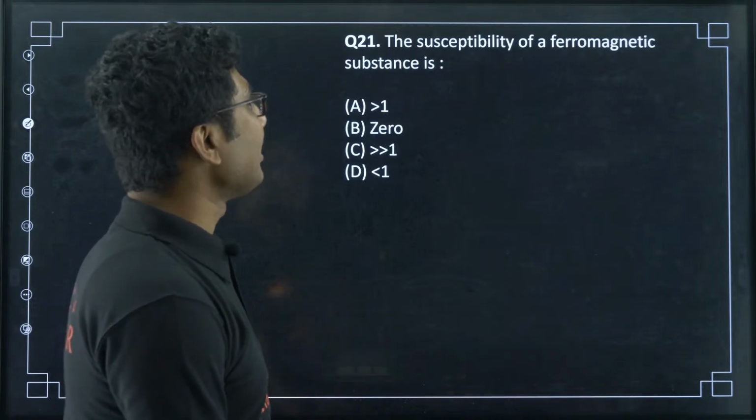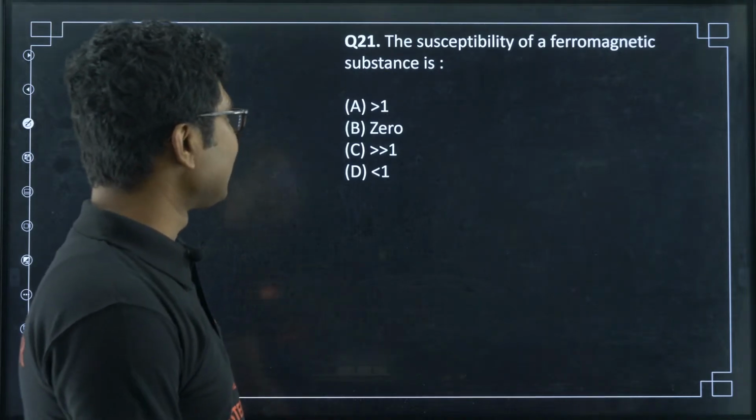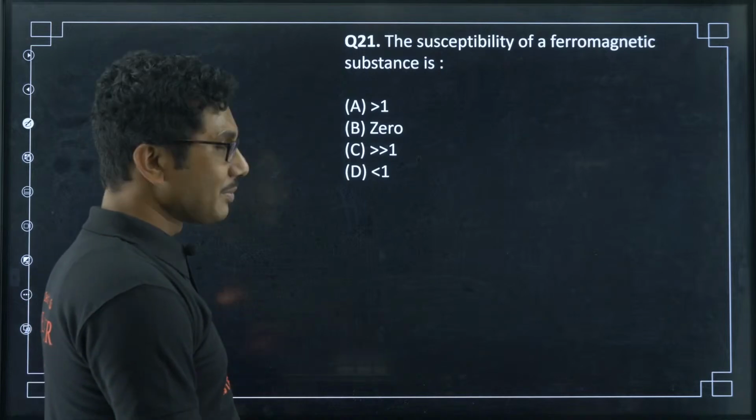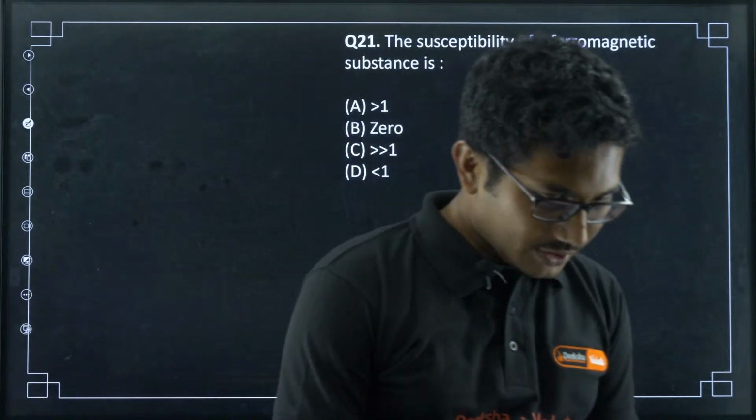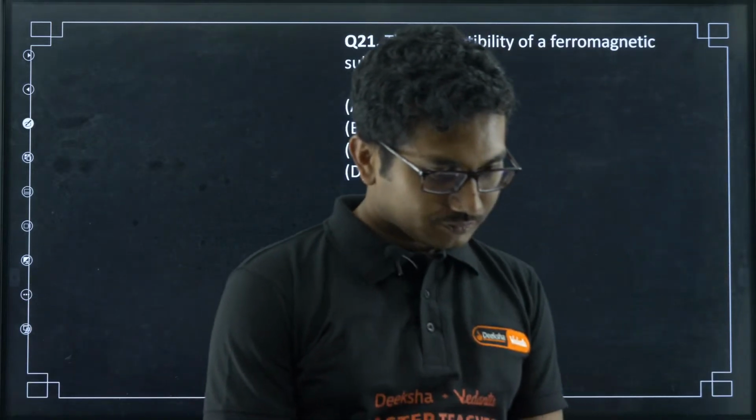The susceptibility of a ferromagnetic substance, a very easy question. Susceptibility of a ferromagnetic substance, 21C.